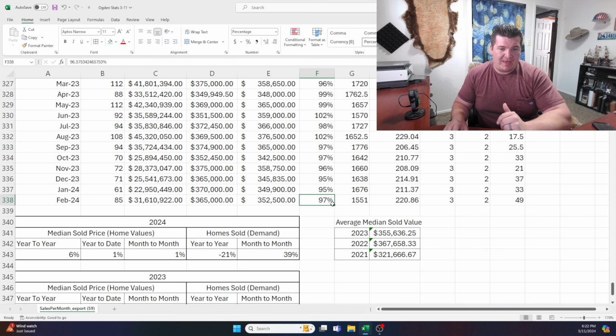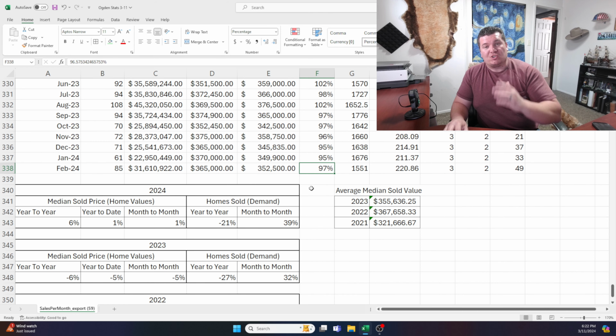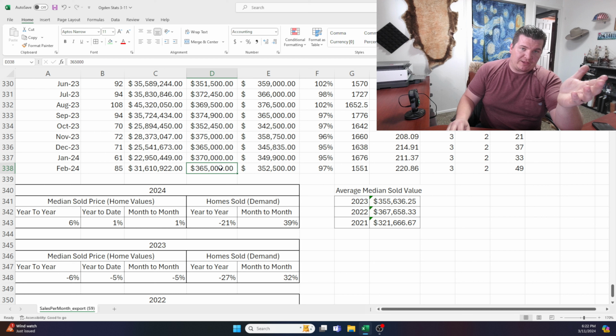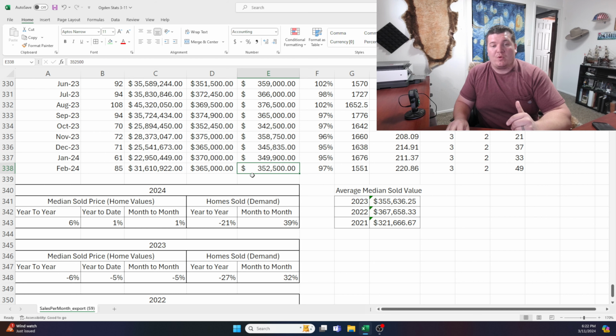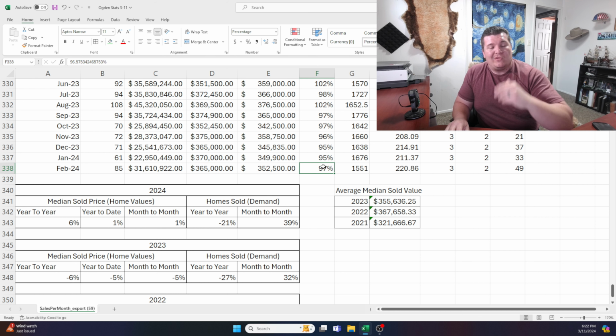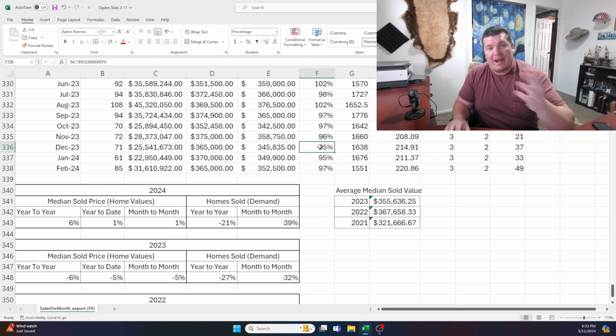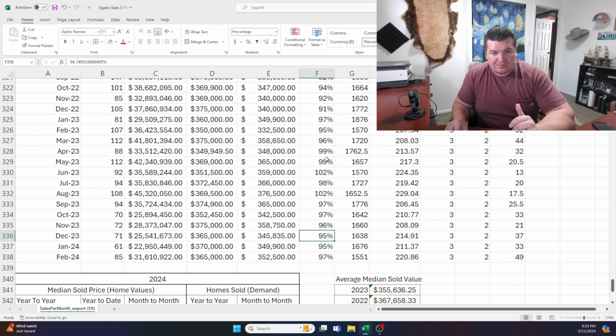And then on top of that, we can see that original list to sold value is at 97%, meaning that people are starting to be more realistic about the prices they're listing their homes at. So people are listing at 365, and we're typically selling for 352. But that 97% is actually better than the last 2 months that were at 95%, indicating that sellers had really unrealistic expectations for the sale of their home.